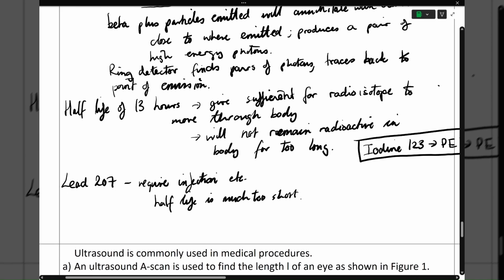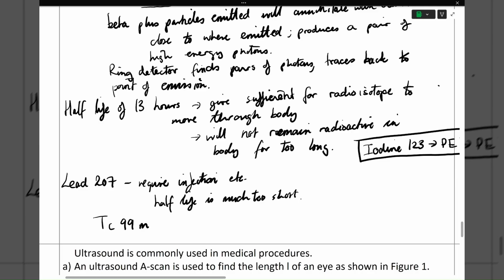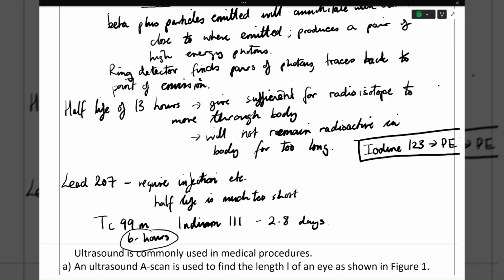There's a couple of isotopes that we typically do use. Technetium 99m, and one of the other ones that we sometimes talk about is indium 111. Indium 111 has a half-life of 2.8 days. So that's fairly commonly used. It's quite a long half-life for using inside the body. Technetium 99m has a half-life of about 6 hours. So that's a more typical half-life for something that we're happy to inject inside the body.